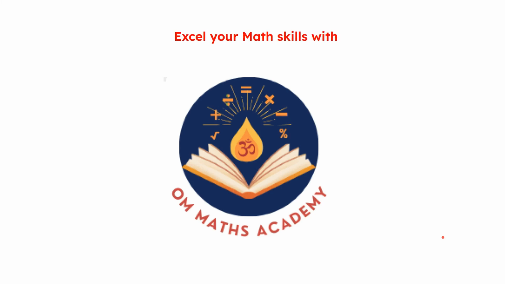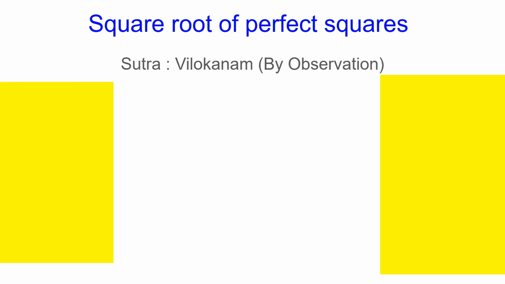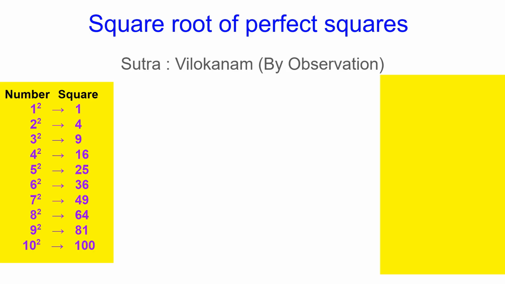Namaste everyone. Today I come up with another Vedic Sutra called Vilokanam, which helps us to find out the square root of a perfect square. For that we should know the square numbers from 1 to 100, which is displayed on the screen.